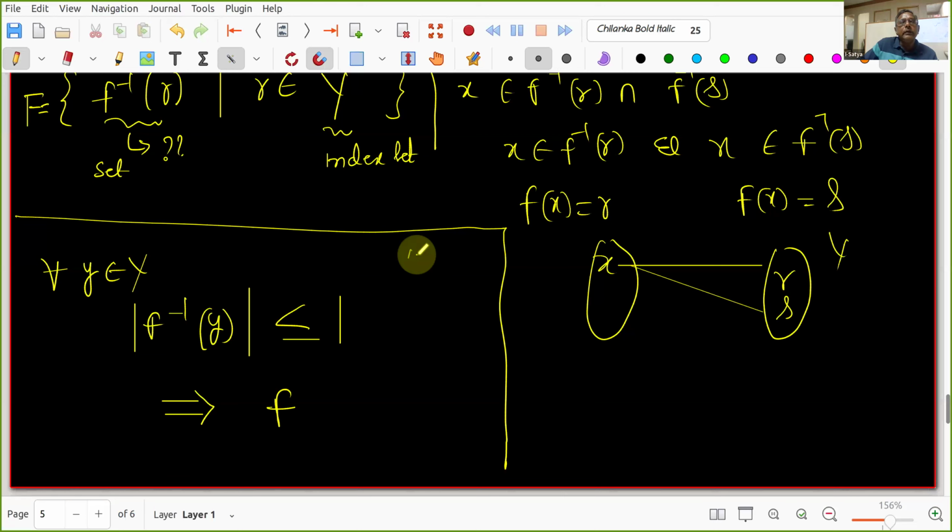For example, look here: a, b, c, and 1, 2. a is mapped to 1, b is mapped to 2. What is the pre-image of 1? a. What is the pre-image of 2? b. Okay, I'll take more, 3 and 4. What is the pre-image of 3? c. What is the pre-image of 4? Nothing, the empty set. So each element's pre-image is either 1 or 0. So what do you understand from this? We can draw and also ask.